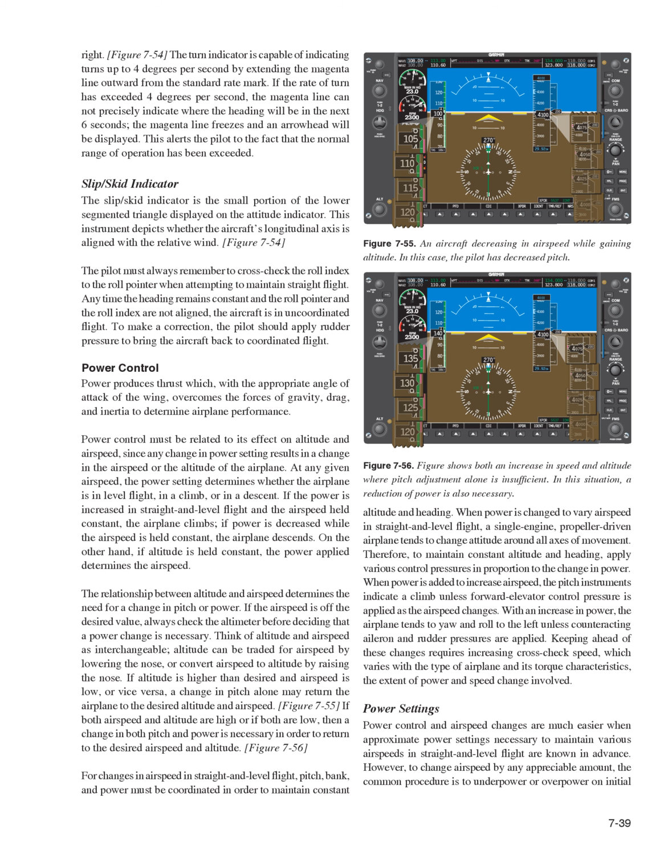If altitude is higher than desired and airspeed is low, or vice versa, a change in pitch alone may return the airplane to the desired altitude and airspeed. Figure 7-55, if both airspeed and altitude are high or if both are low, then a change in both pitch and power is necessary in order to return to the desired airspeed and altitude. Figure 7-56, for changes in airspeed in straight and level flight, pitch, bank, and power must be coordinated in order to maintain constant altitude.